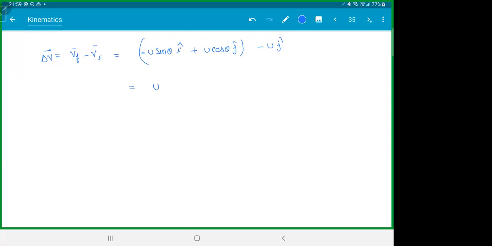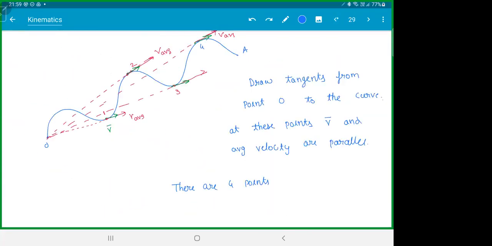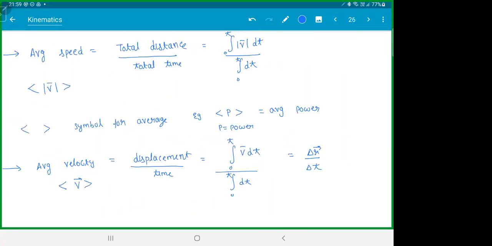You end up with u cos theta minus u j cap. This is a change in velocity. So if you want average acceleration, which is change in velocity by time, just let me add that also here somewhere. Average acceleration is change in velocity by time.